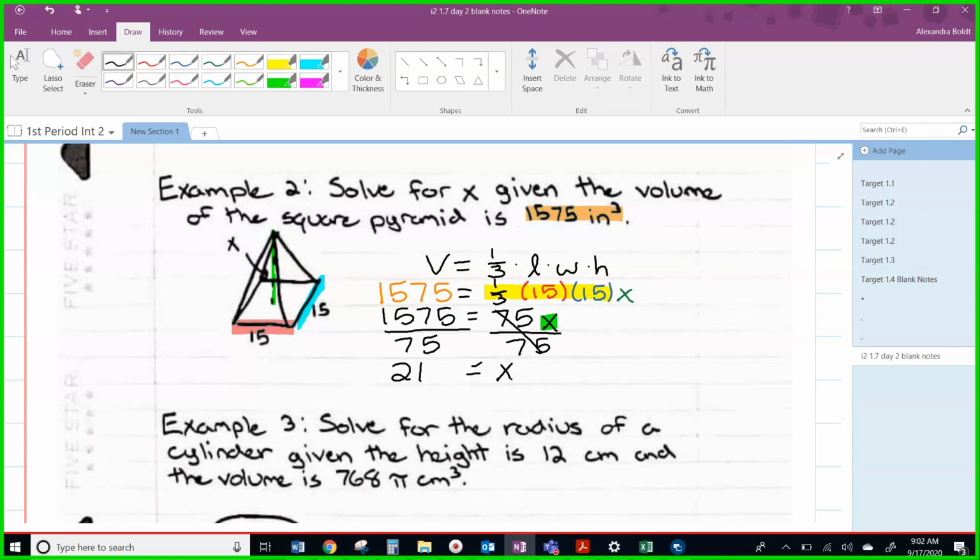I do want units. This is in inches. It says inches cubed, so this is 21 inches. Your height is just a single length. There's no squared, no cubed on your inches, right? It's just your one dimension. So it is just 21 inches.